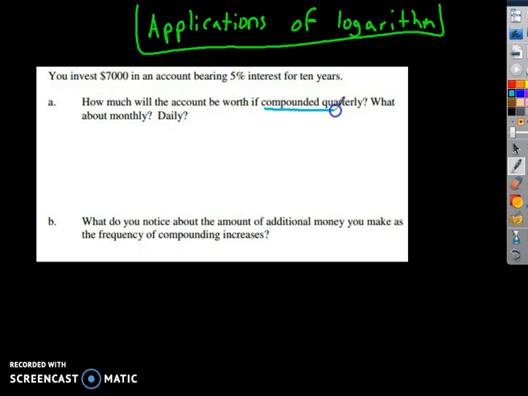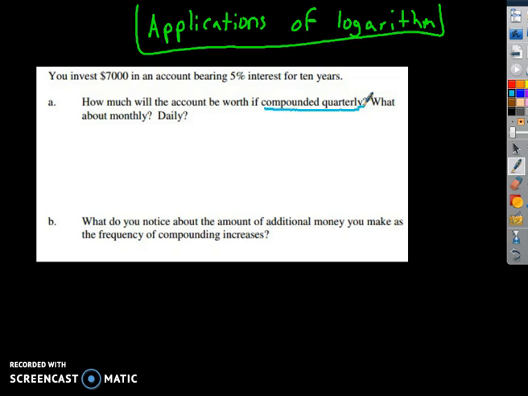So this first thing, compounded quarterly. What does it mean for it to be compounded quarterly? Well, that means 4 times a year. So basically every 3 months you get whatever interest you've earned on it. So it doesn't actually give you interest every day. It actually pays you once every 3 months. That's what we mean by compounded quarterly. So let's first start with the formula.